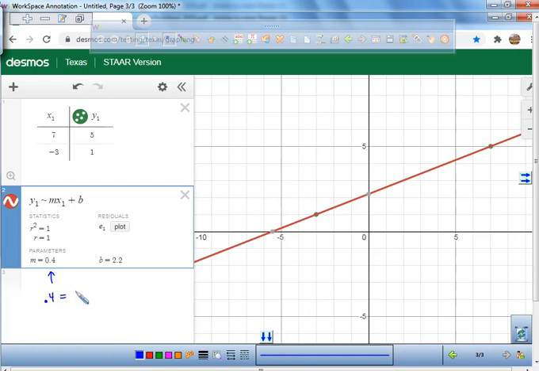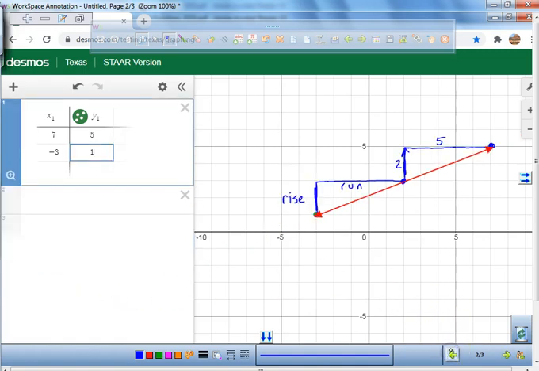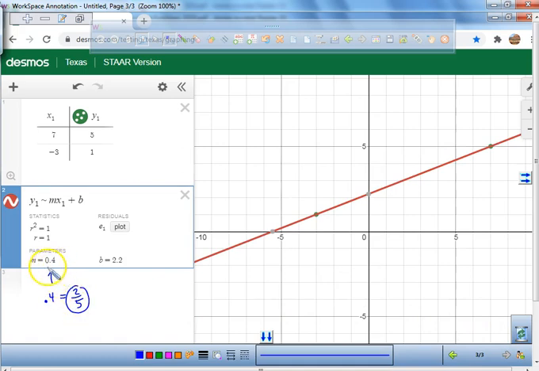It is 4 over 10, but what do you say? What is 4 over 10 reduced to? 2/5. Didn't I tell you guys? What did I say our slope was? 2/5. So what does Desmos do? It doesn't give you the fraction. It gives you the decimal.